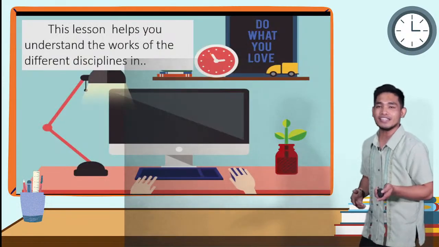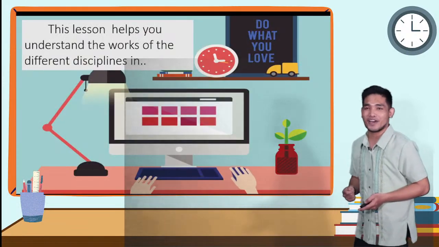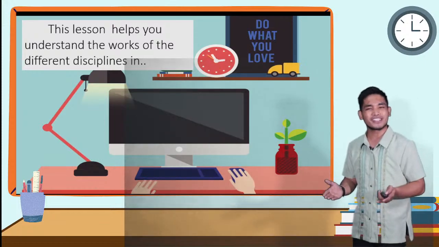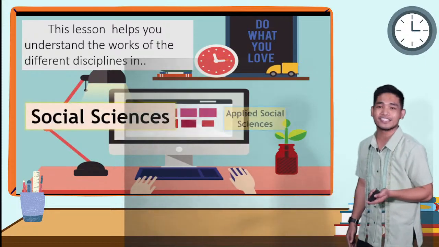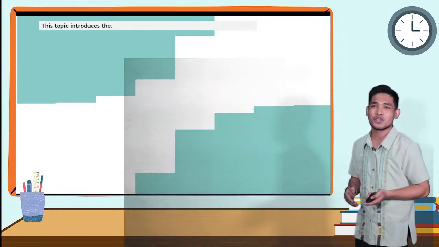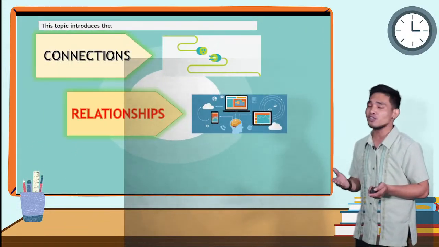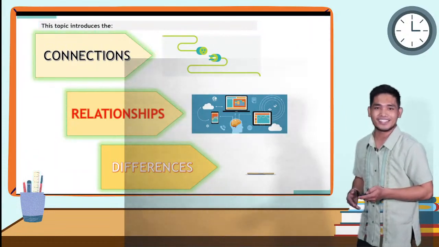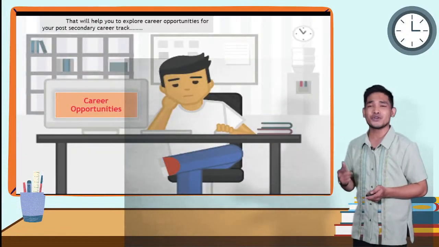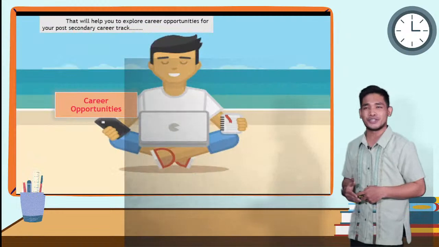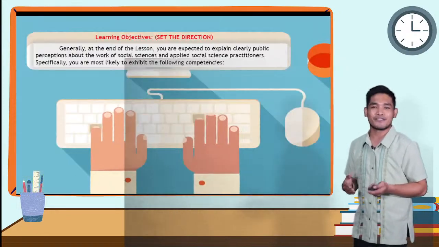So let's begin. These lessons help you to understand the works of the different disciplines in social sciences and applied social sciences. So this topic introduces to you the connections, the relationships, and also the differences. That will help you to explore career opportunities for your secondary career track.